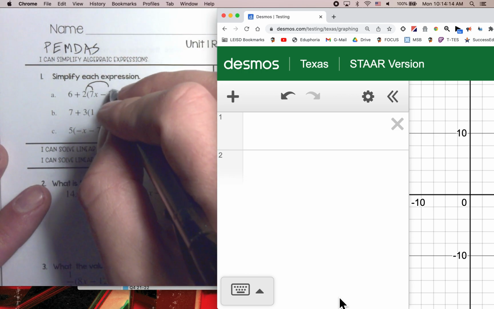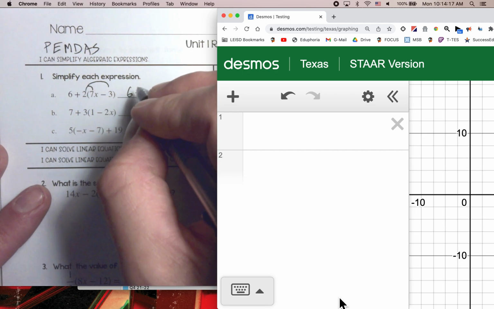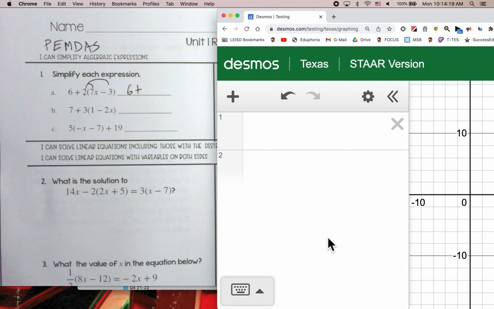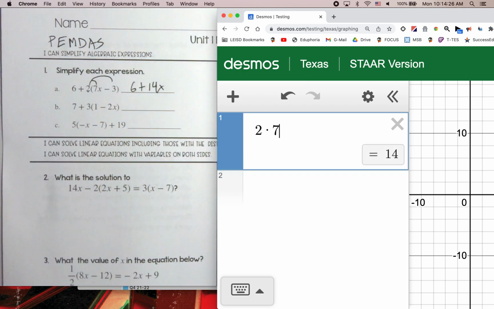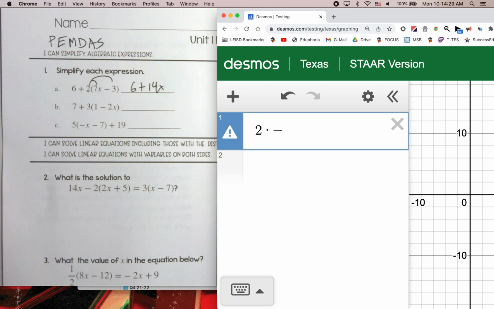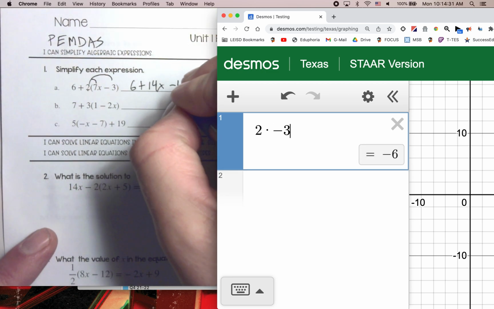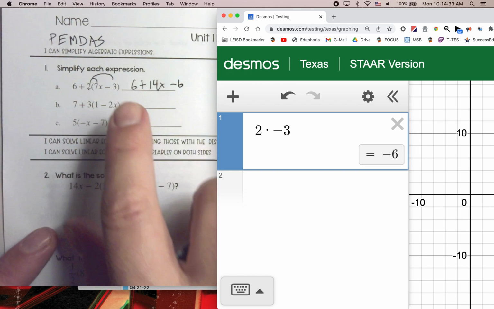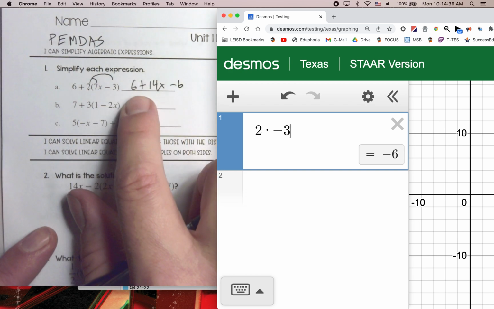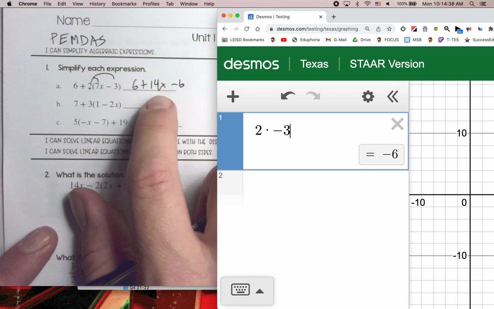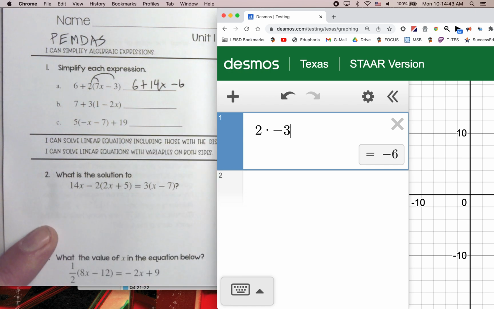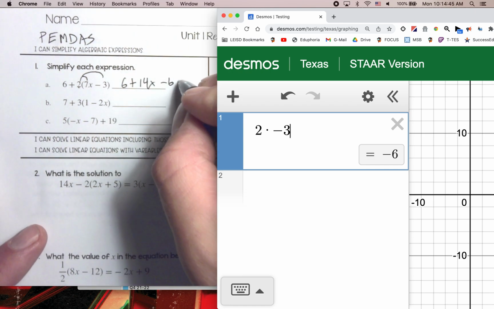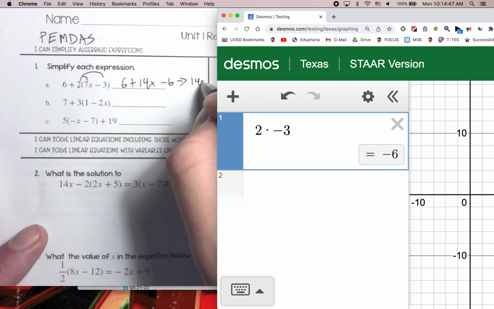That tells me I need to multiply, or distribute. So what that gives me is 6 plus 2 times 7, which is 14x. And then 2 times negative 3 is minus 6. Now, technically, this is not simplified yet because I still need to see if I can combine like terms. And I can: 6 minus 6 is 0. So really, this simplifies to 14x.